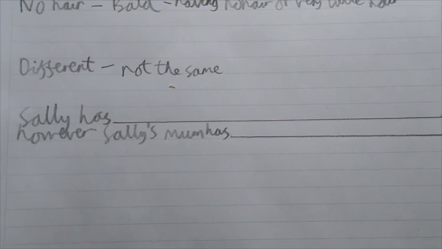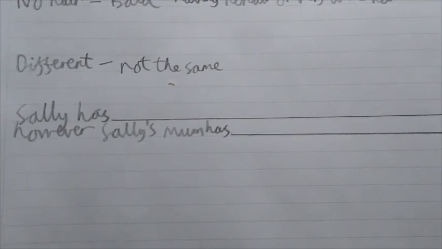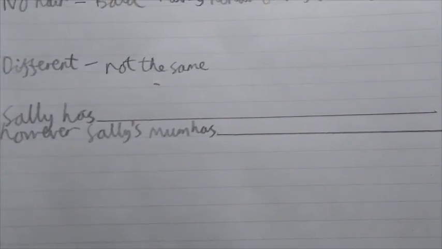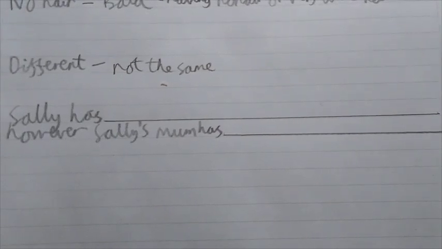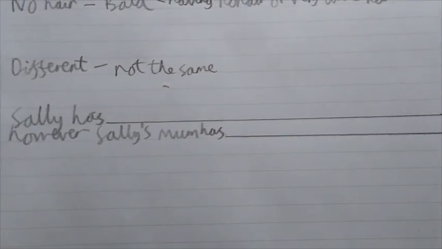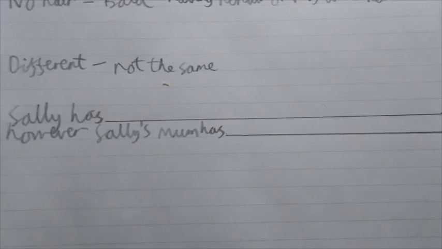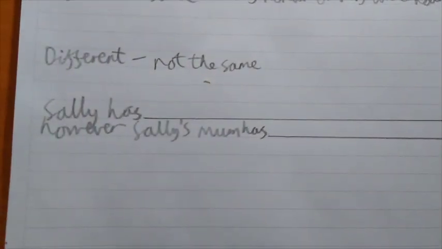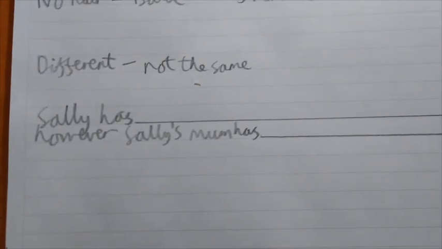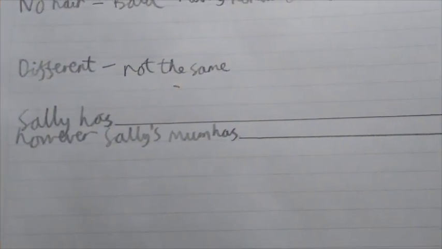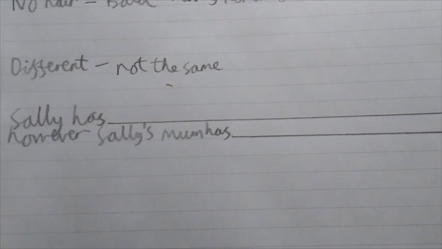Now we are going to be exploring differences between the characters, starting off with Sally and Sally's mum. So we're going to be structuring our sentences like this. Sally has, and then we're going to read the book and see what features Sally has. So that could be her strawberry blonde hair, for example. And then we're going to use the word however, which is another word for but. Sally's mum has, and list what Sally's mum has which is different.